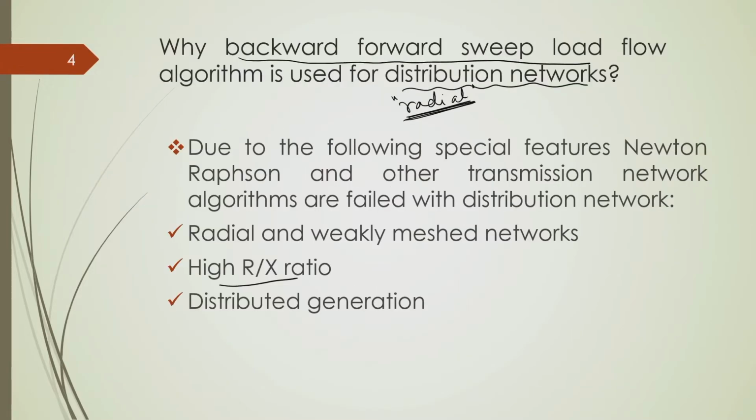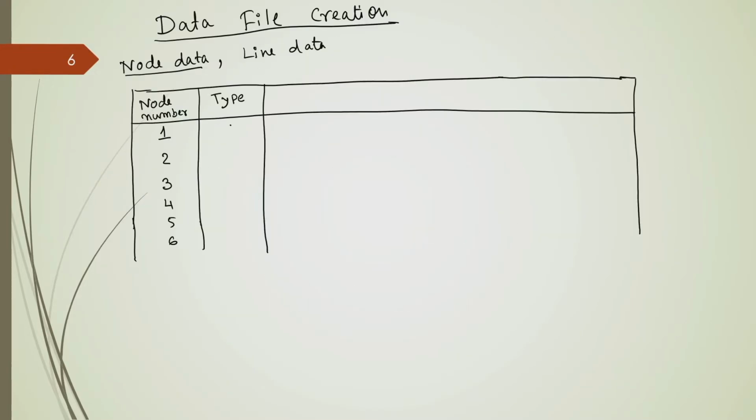So, let us represent this node type either by 1 or by 0. 1 means it is a slack node and the rest are load nodes. So, type 1 represents slack node and type 0 represents load node.